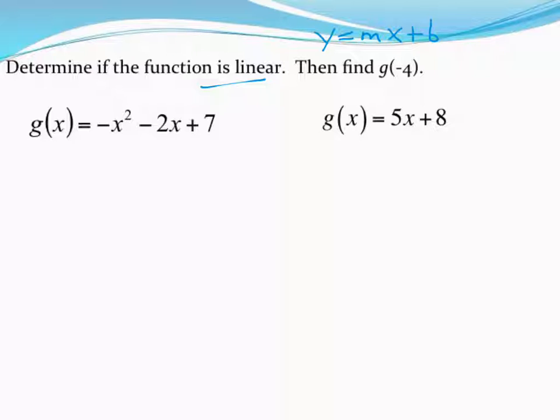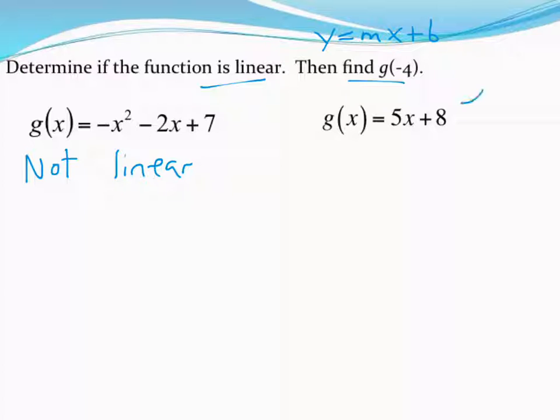I'll show you my calculator, as well as a cool calculator trick for doing this second part of the question. Taking a look at this first function, g of x, I can see right away there's a problem. There's an x squared in there. So that tells me this first function is not linear. We'll take a look at the graph momentarily, but it's not going to make a straight line.